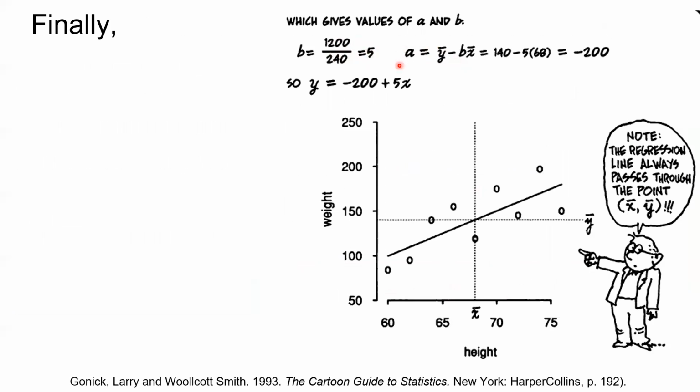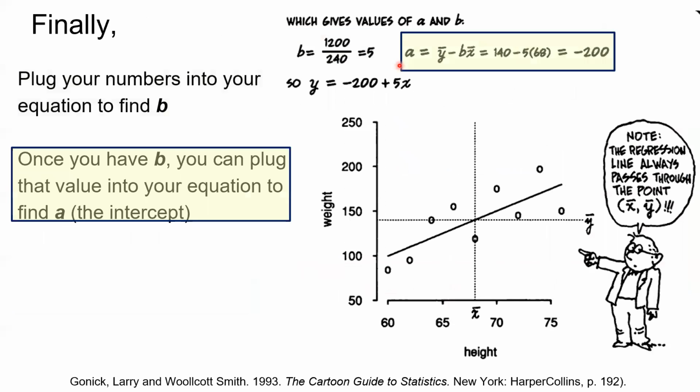So we move on. Once we have B, we can plug B, which is 5, right here, into our formula for the intercept. And we find that the intercept is negative 200. So we have 140, which is the mean for Y, minus 5, which was our value for the slope, multiplied by 68, which is our mean for X, equal to negative 200. Now, people can't be negative 200, right?